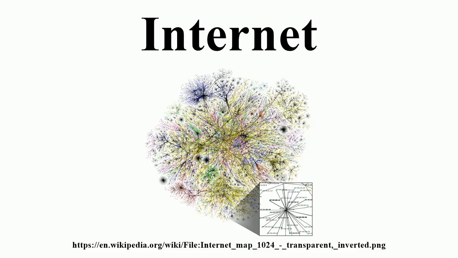As of the 31st of March 2011, the estimated total number of Internet users was 2.095 billion. It is estimated that in 1993 the Internet carried only 1% of the information flowing through two-way telecommunication. By 2000 this figure had grown to 51%, and by 2007 more than 97% of all telecommunicated information was carried over the Internet. Governance. The Internet is a global network comprising many voluntarily interconnected autonomous networks.